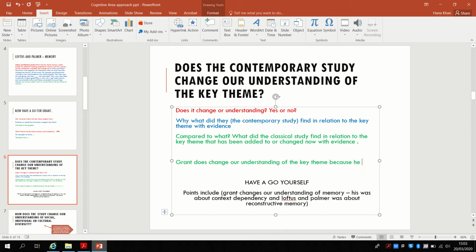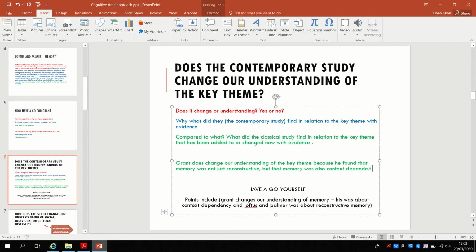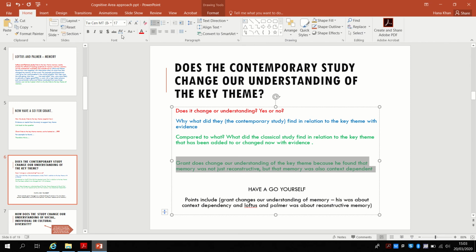because he found that memory was not just, oh my gosh, these typos, was not just reconstructive, which is what Loftus and Palmer found, guys, reconstructive, but that memory was also context dependent. So that would actually be the red part of your answer. So just the beginning part. Let's change the colour of that.